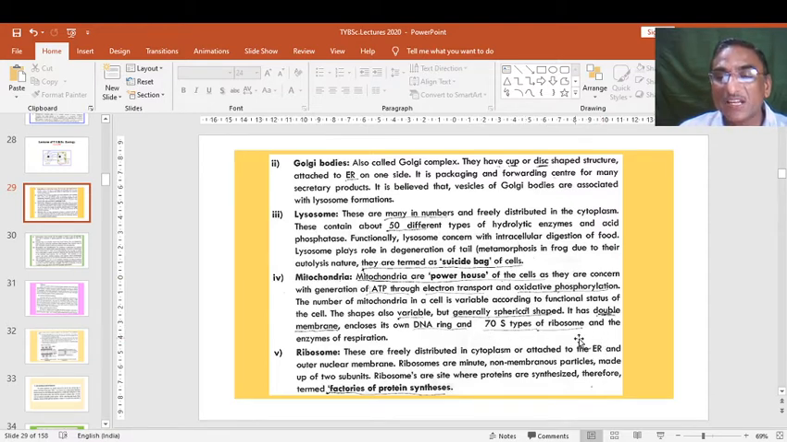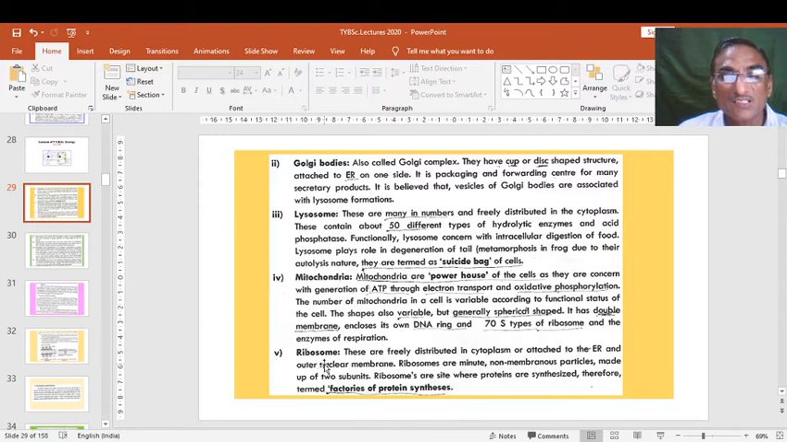So they are 70S type, and the respiratory enzymes play a key role in the electron transport mechanism and forming ATP. This is the main function of mitochondria. These are also randomly scattered in the cell.